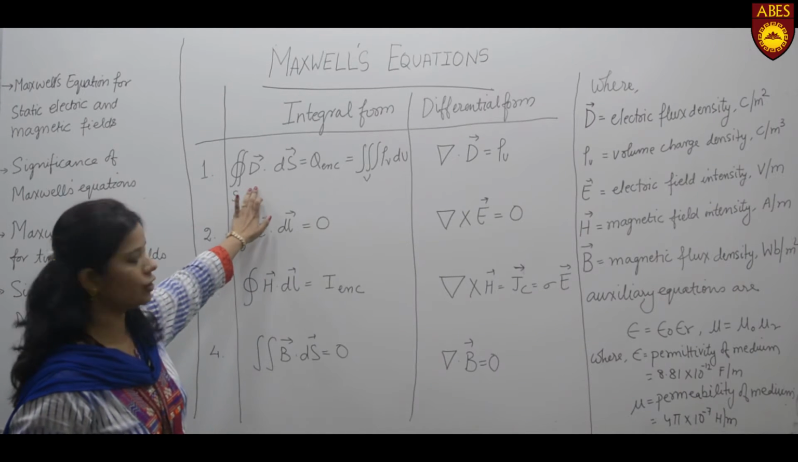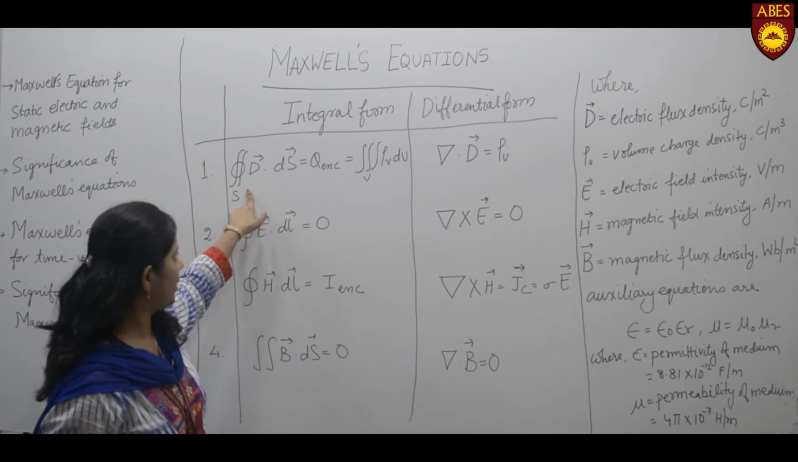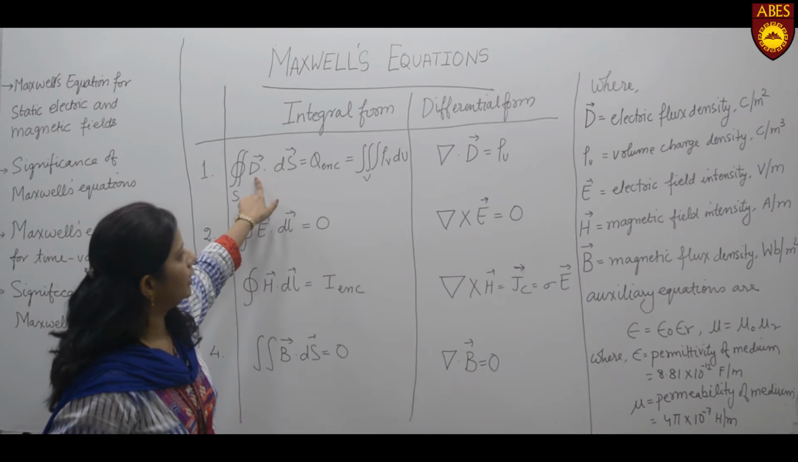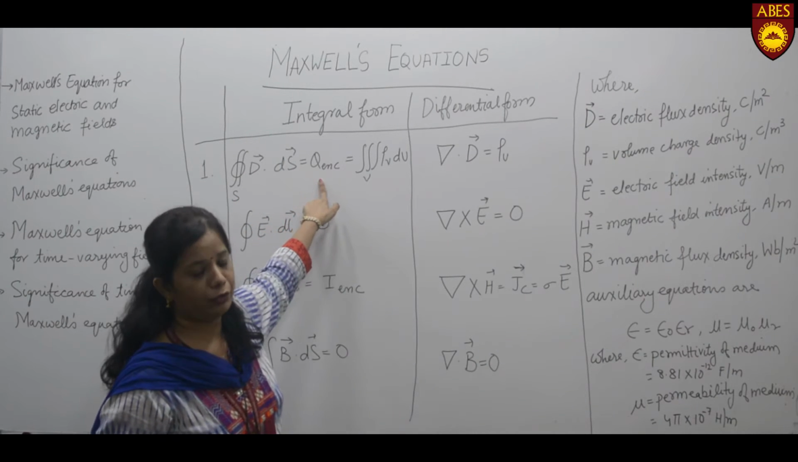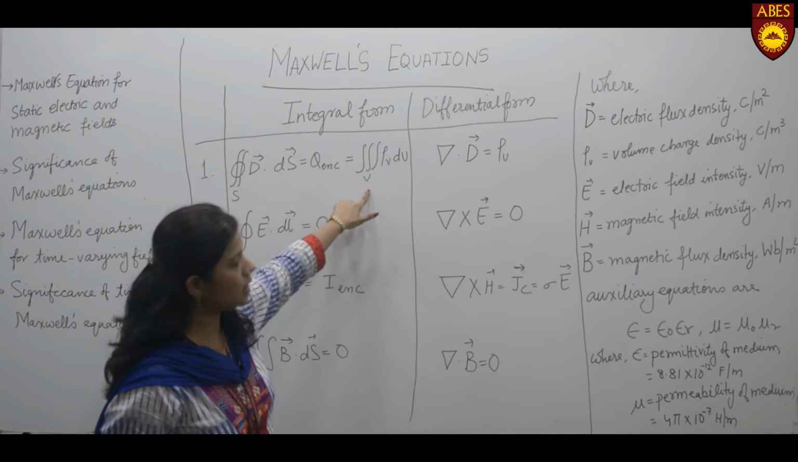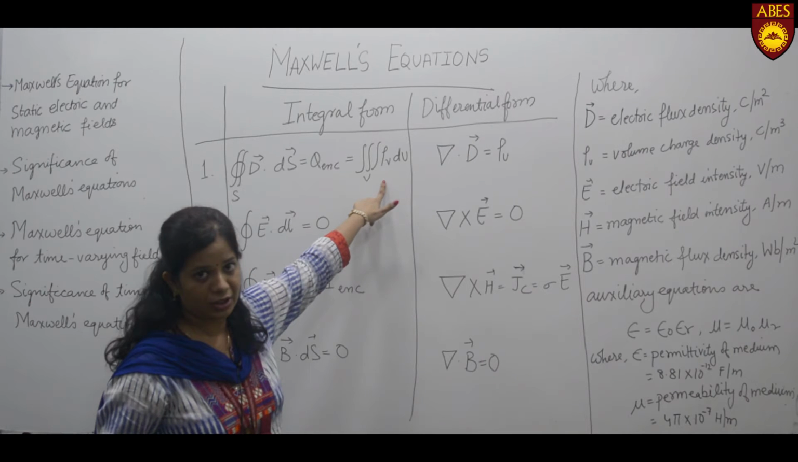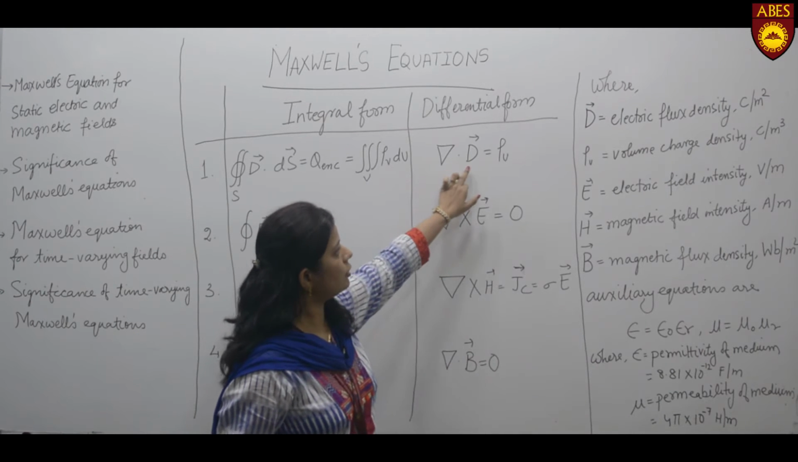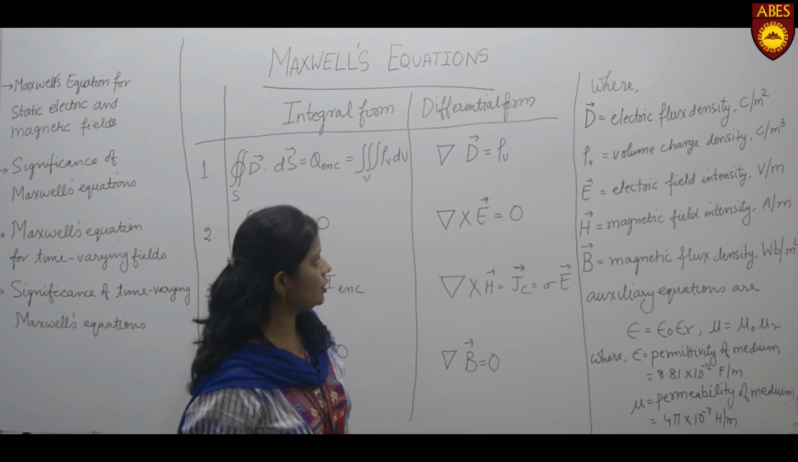The first equation of Maxwell states that over any closed surface, the surface integral of the electric flux density is equal to the total charge enclosed by the surface, which is equal to the volume integral of the volume charge density. In differential form, it is the divergence of the electric flux density. This is equal to the volume charge density.